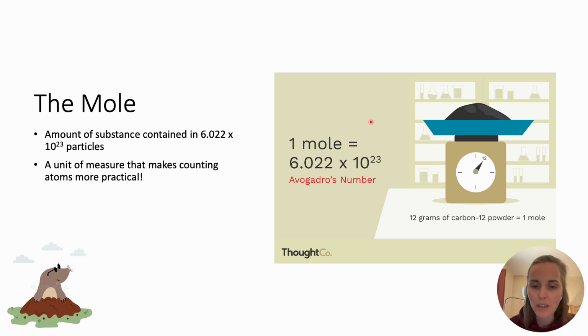But if you see right here, this is showing kind of what a mole of carbon could look like on a little scale. And this is just really fantastic because atoms are beyond microscopic. We can't see them. They're so tiny. And so this makes working with atoms a lot more doable because there's no way we could count atoms. One, we can't even see them. Two, there's just too many of them.